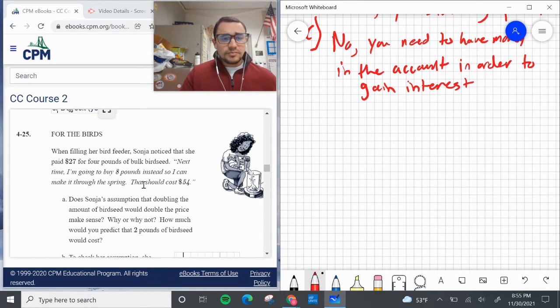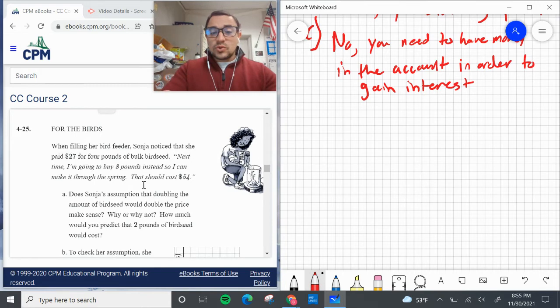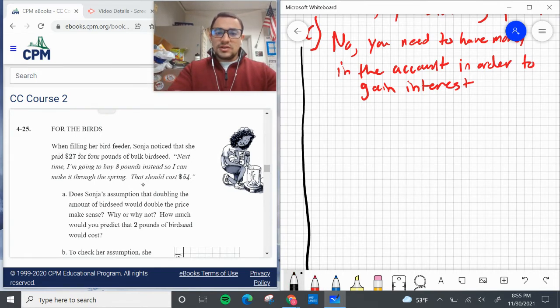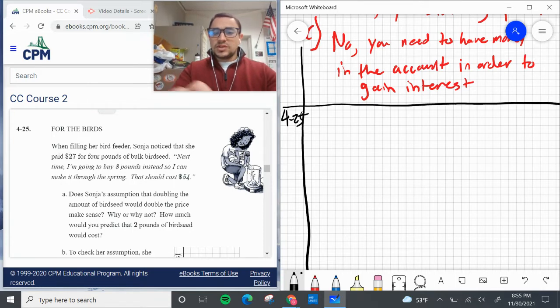All right, we're going to go to 4-25. This one says for the birds. So let me go ahead and just continue down here. 4-25. If you need to make another page, go ahead. I'm just going to make a line just so I can separate things.